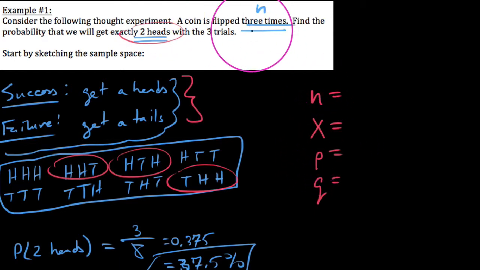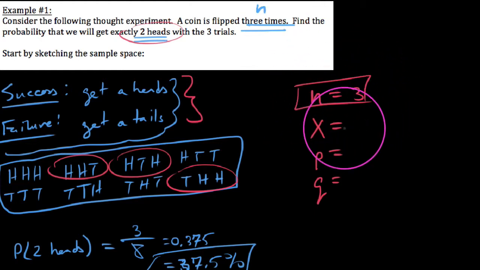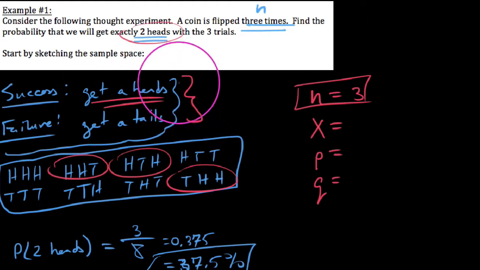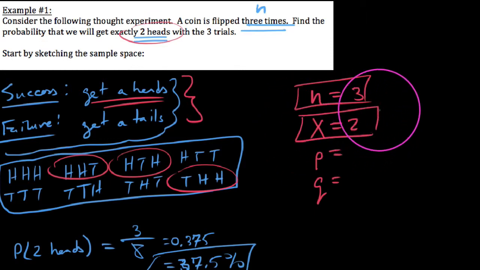So in this experiment, we say, well, how many trials were there? That's n. We flipped the coin 3 times, so we say 3. Then we ask, how many successes did we want? If a success means we get a heads, the probability we want to find is the probability of getting 2 heads. So 2 heads is the number of successes we want here.